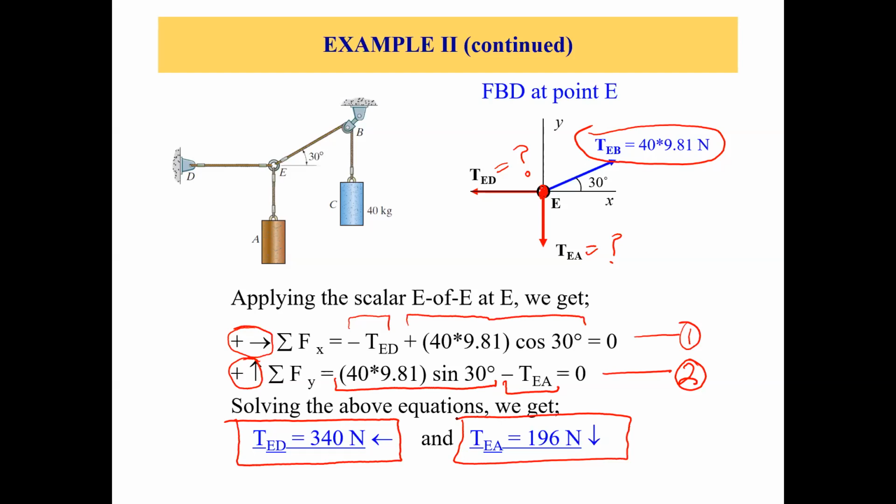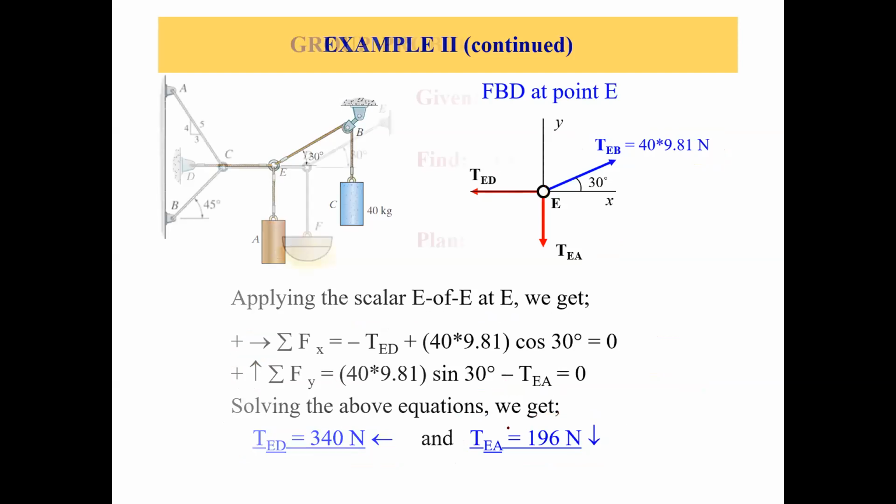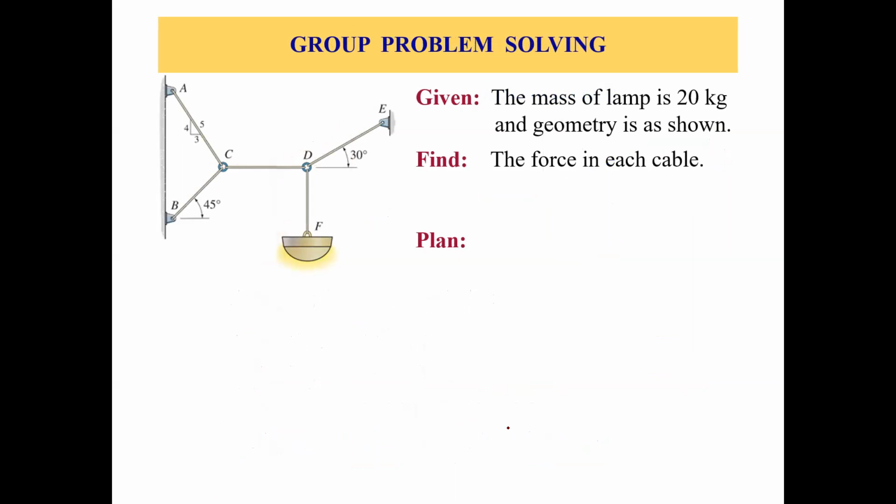Now let's do another problem. Let's look at the system. Now we have more cables. Yes, 1, 2, 3, 4, 5 cables: AC, BC, CD, DF, and DE.